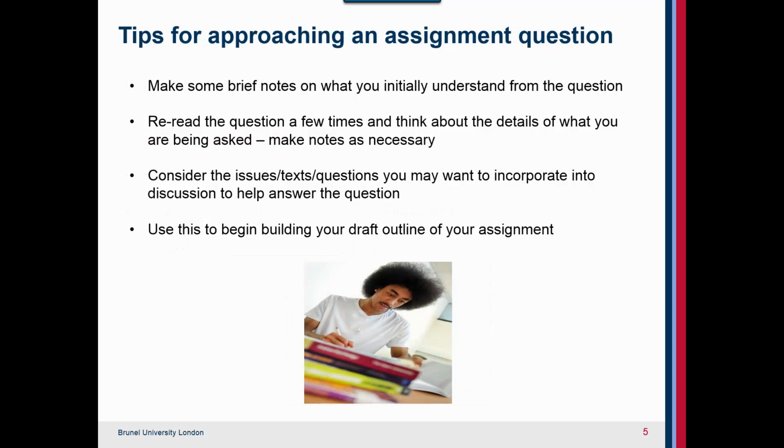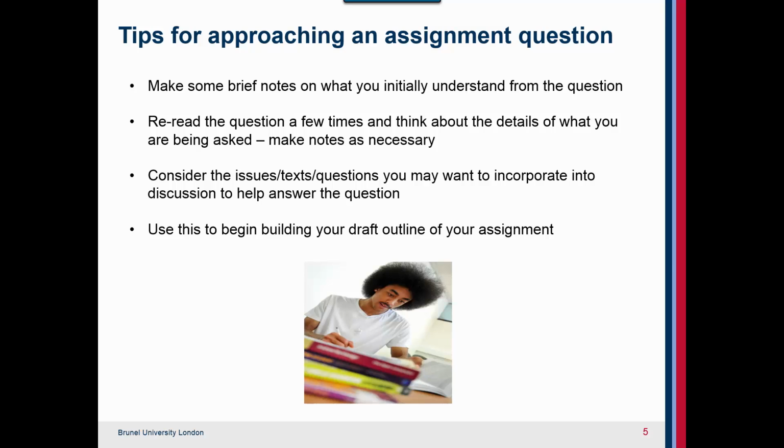Here are some tips for approaching an assignment question. Make some brief notes on what you initially understand from the question. So this can be just immediate keywords that crop up in your mind that you think you need to pay attention to. Reread the question a few times and think about the details of what you are being asked and make notes as necessary.